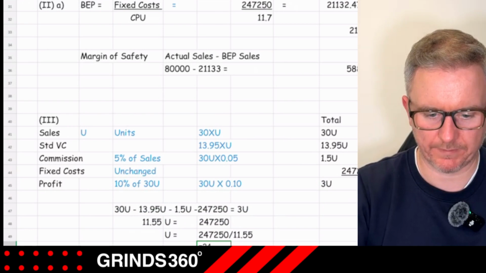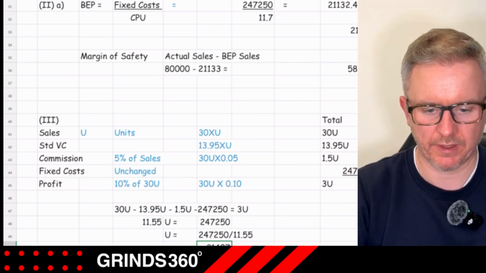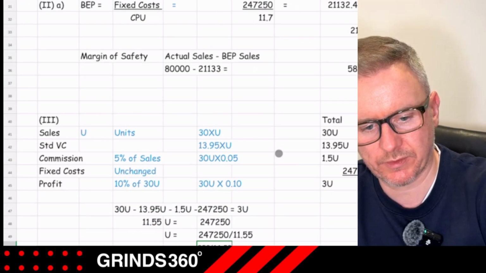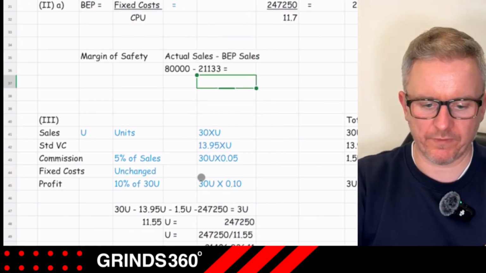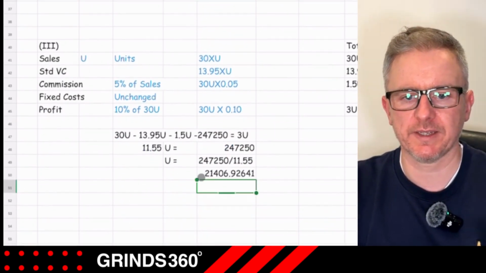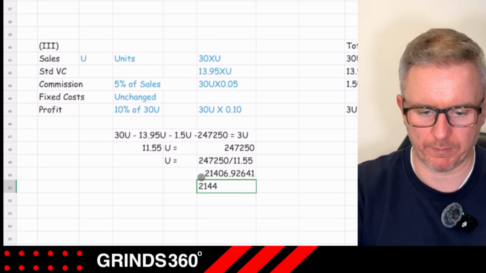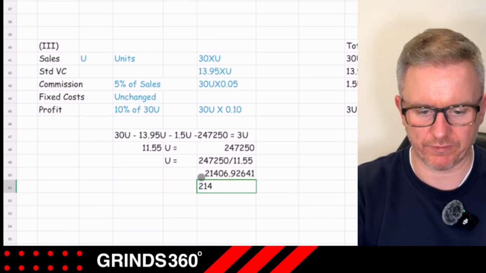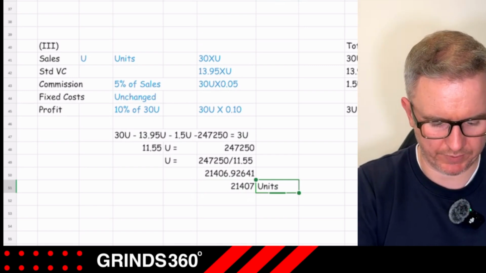So 247,250 divided by 11.55. So 21406.92641, and then obviously I have to round that up because I need to produce, I can't produce only part of the unit. So 21407 units have to be produced.